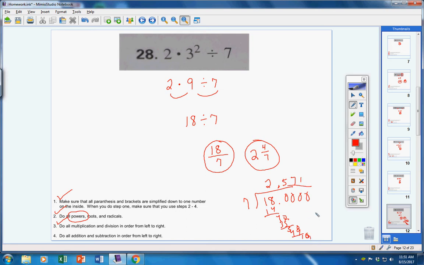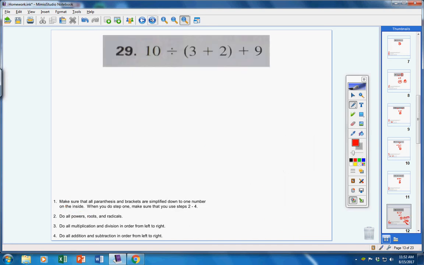Put a 7, that'd be 30, and so on. It keeps going on. You could just round it and put 2.57 if you wanted to. Okay? Whatever you like to do is fine. Okay? Alright, moving on.